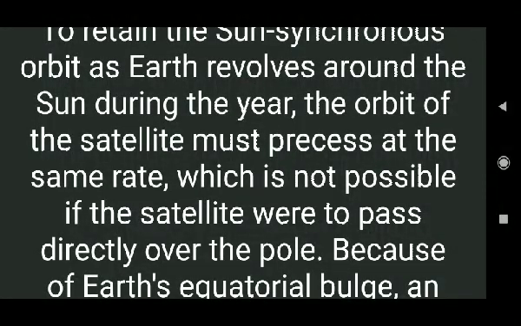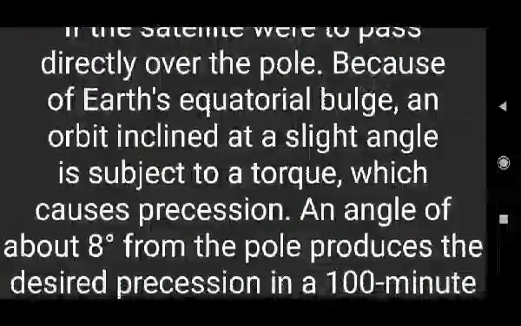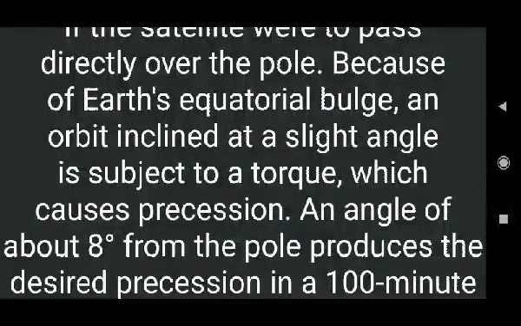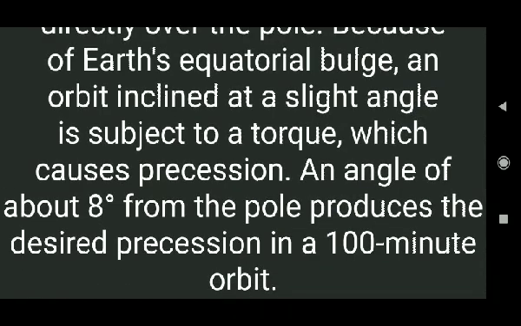To retain the Sun-synchronous orbit as Earth revolves around the Sun during the year, the orbit of the satellite must precess at the same rate, which is not possible if the satellite were to pass directly over the pole, because of Earth's equatorial bulge. An orbit inclined at a slight angle is subject to a torque, which causes precession. An angle of about 8 degrees from the pole produces the desired precession in a 100-minute orbit.